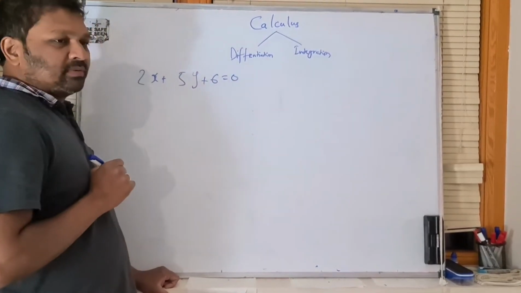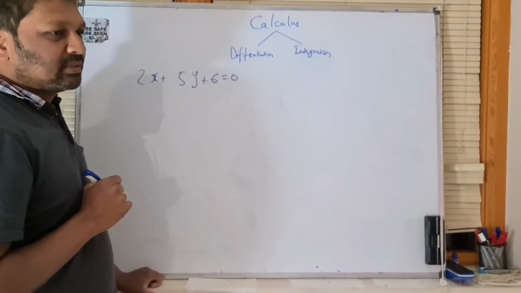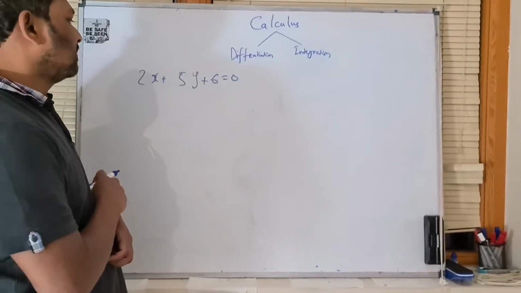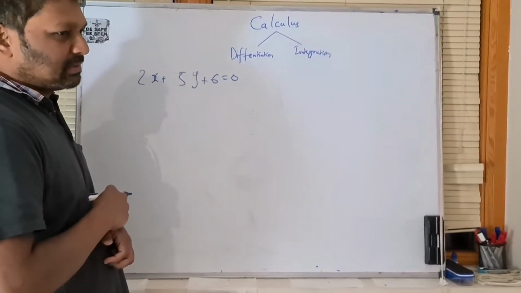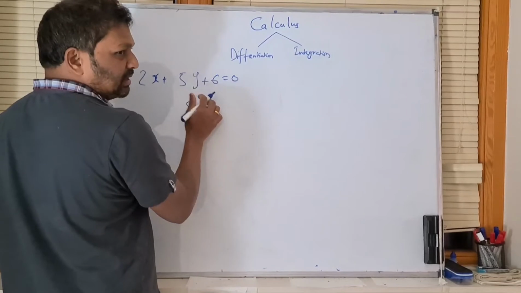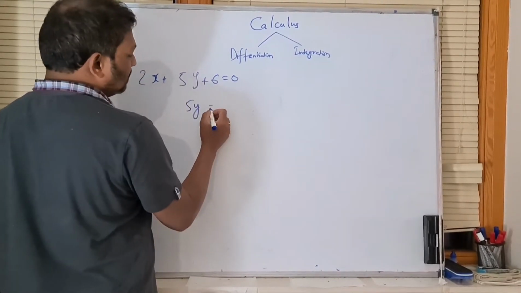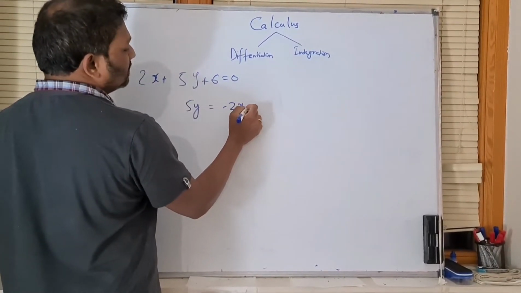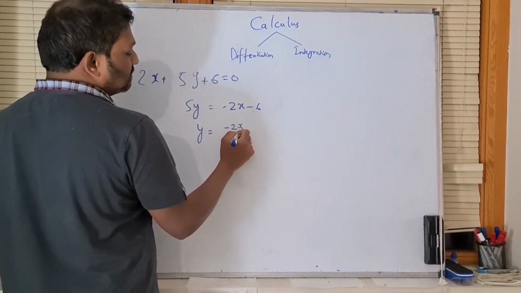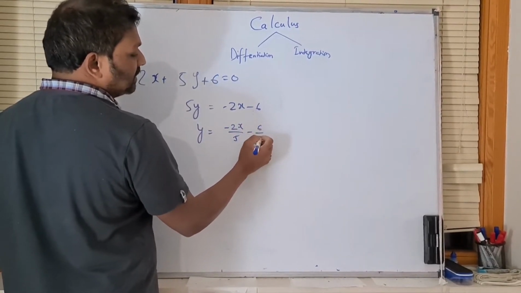To find out the slope of this equation, how do you do it? You need to first convert this into y is equal to mx plus c format. So to convert it, keep 3y here. Then minus 2x minus 6. So y is equal to minus 2x by 3 minus 6 by 3. Can we write like that?